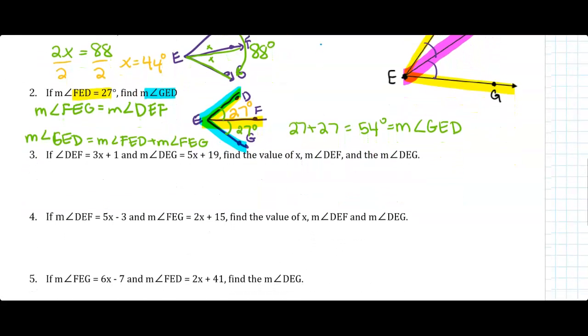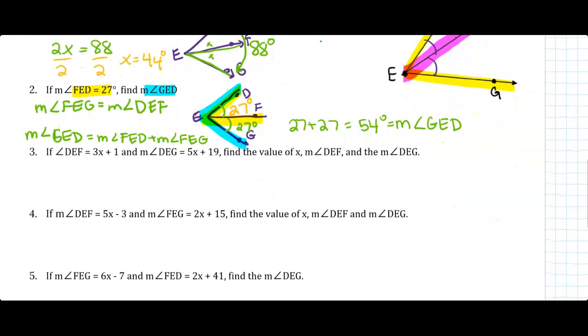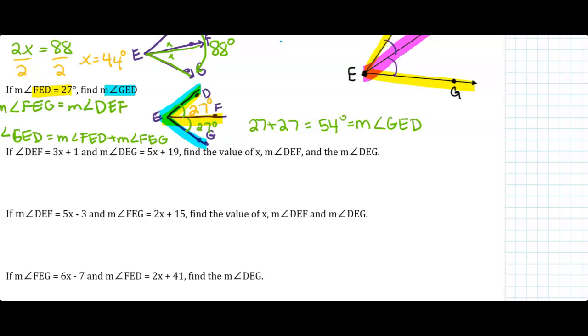Now let's look down here at number 3. I'm going to move this over this way a little bit. So we have our angle DEG bisected by EF, so we know those are congruent. Labeling my picture, DEF is 3x plus 1. So that's this one.